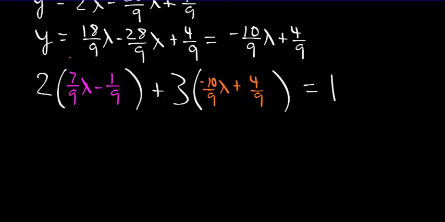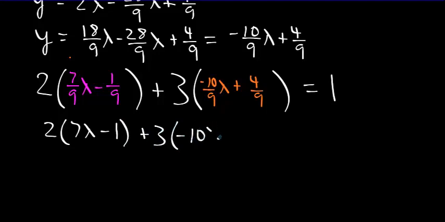Okay, now let's see if we can work with this. Now I'm going to factor out a 1/9. In other words, I'm just going to multiply through by 9, and what I'm going to get is 2 times 7 lambda minus 1 plus 3 times negative 10 lambda plus 4 equals 9. I just multiplied through by 9 is all.